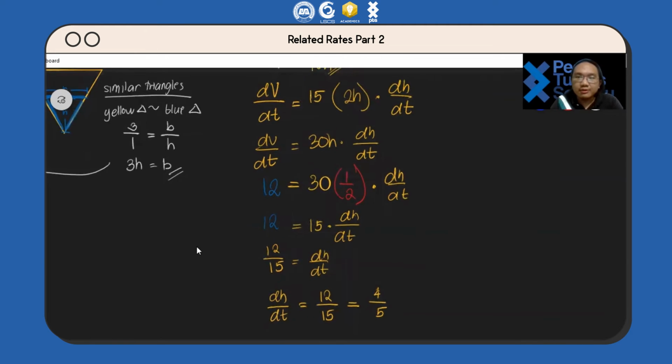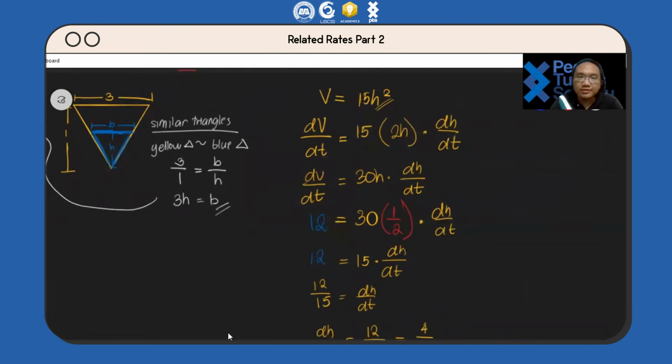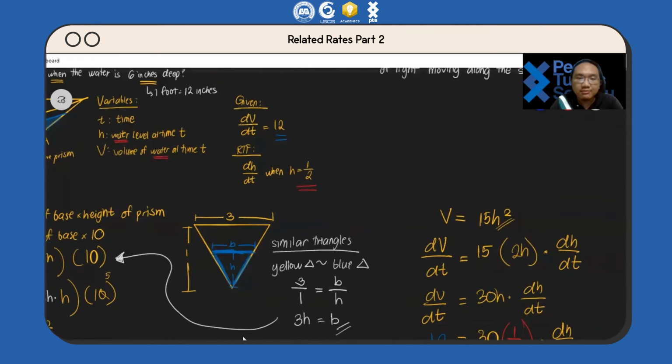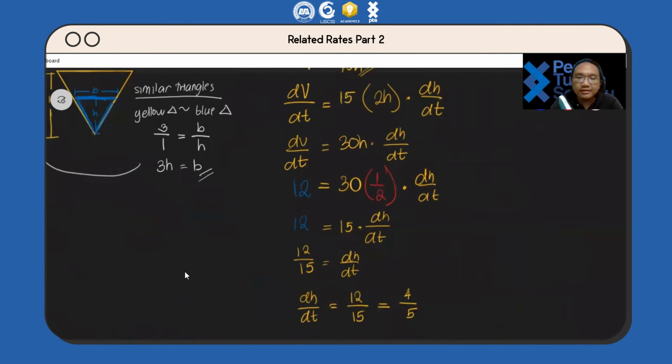And the units, we're looking at feet in this problem. So feet per minute. This is feet. It's the water level after all, per minute. So this is the final answer to this problem. Okay. So let's take a minute or two to appreciate the problem that we have here.